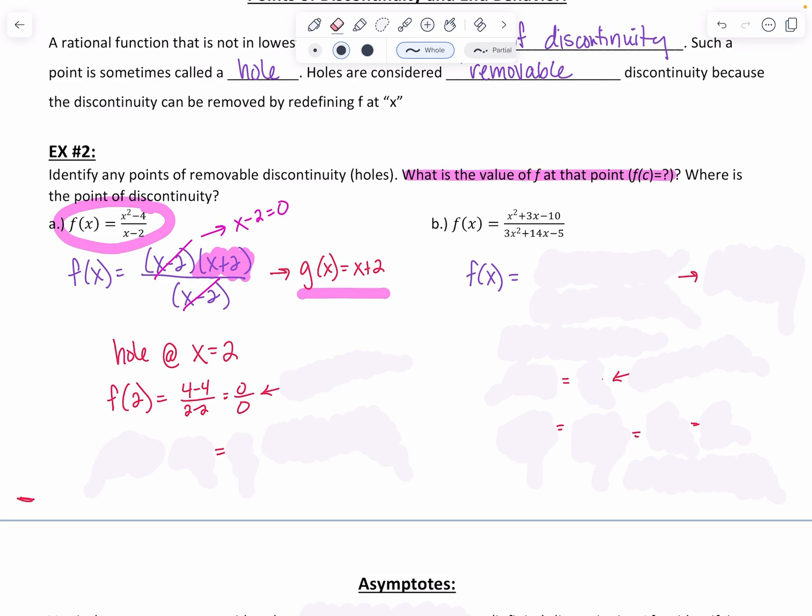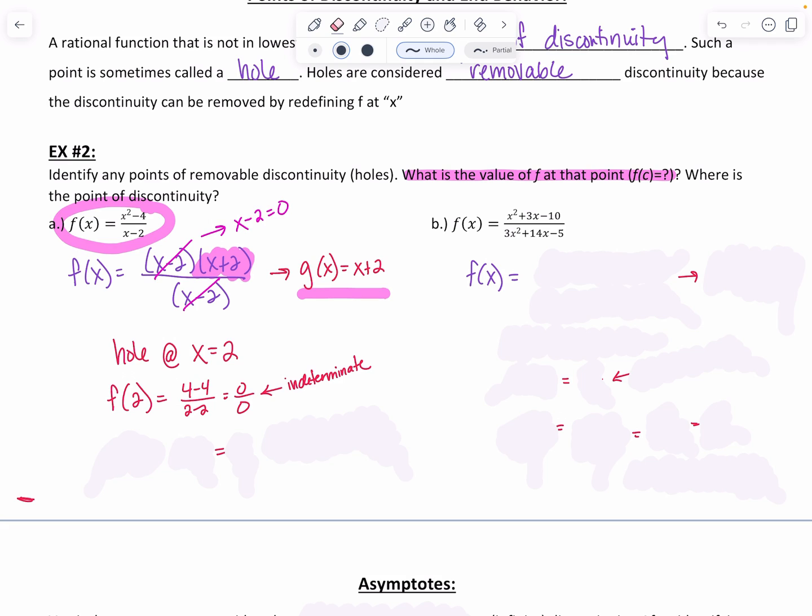It is not undefined. What we call this is indeterminate. So you'll start to see in calculus that when you have a value of 0 over 0, it is an indeterminate value. It doesn't equal 0. It's not undefined like we think. It's not equal to 1. It's what we call an indeterminate form.